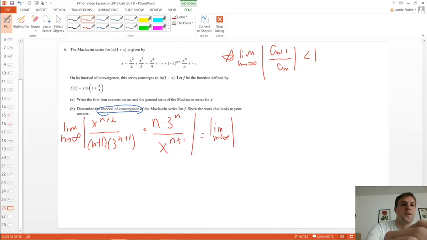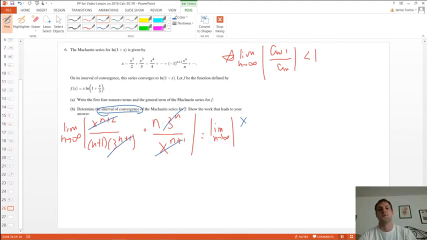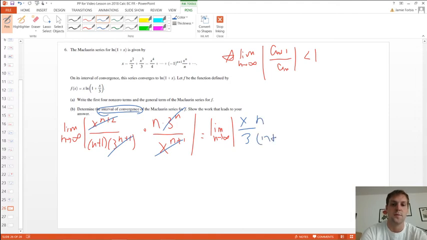Remember how we simplify this: x to the n plus 2 and x to the n. The x to the n's cancel, so I'm left with x squared over x, which is just x on top. And then the 3 to the n and the 3 to the n plus 1, the 3 to the n's cancel out, so I'm left with just 3 on bottom. On top, I still have the n, and on bottom, I still have the n plus 1.